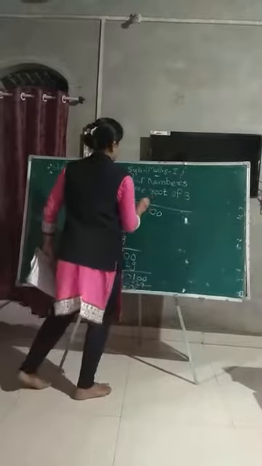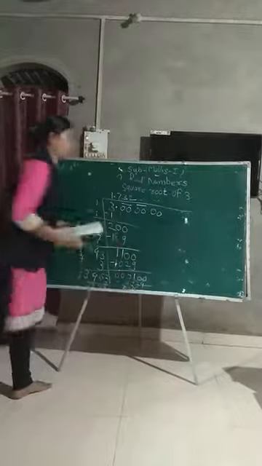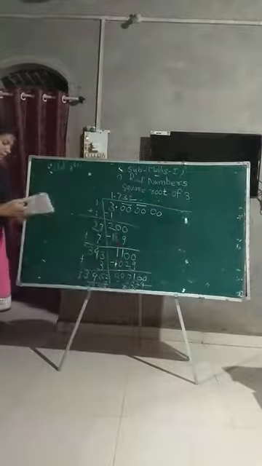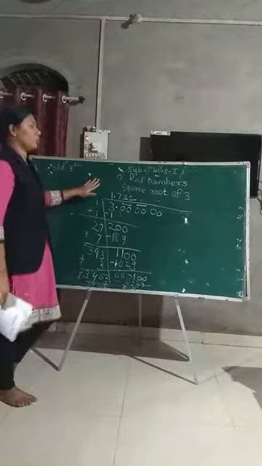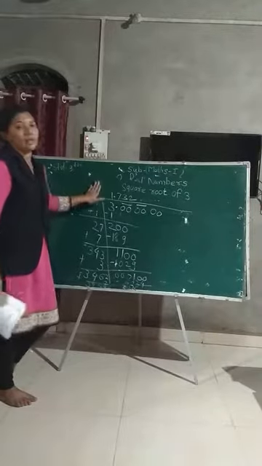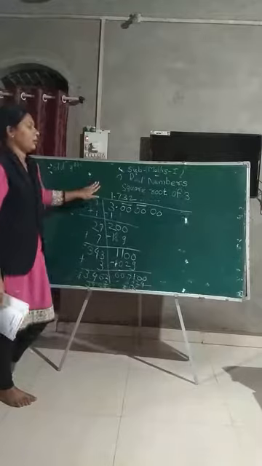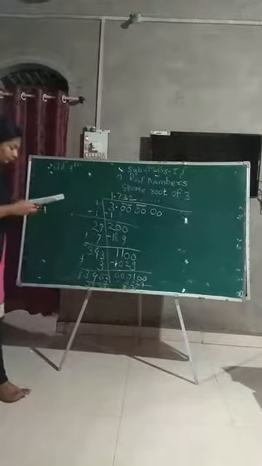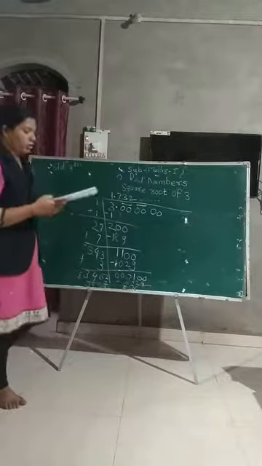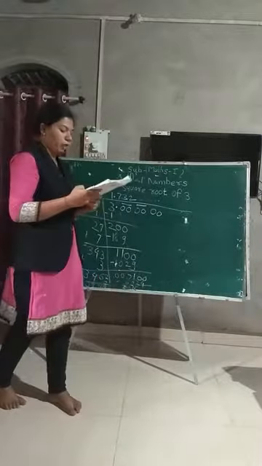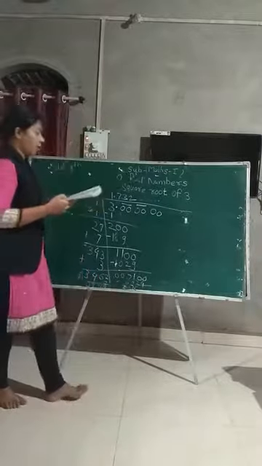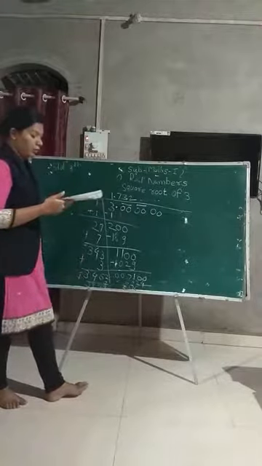It's non-terminating. Here the square root of 3 is also non-terminating and non-recurring. Root 2 and root 3 are irrational numbers. Hence, 1.414 and 1.732 are irrational numbers too.